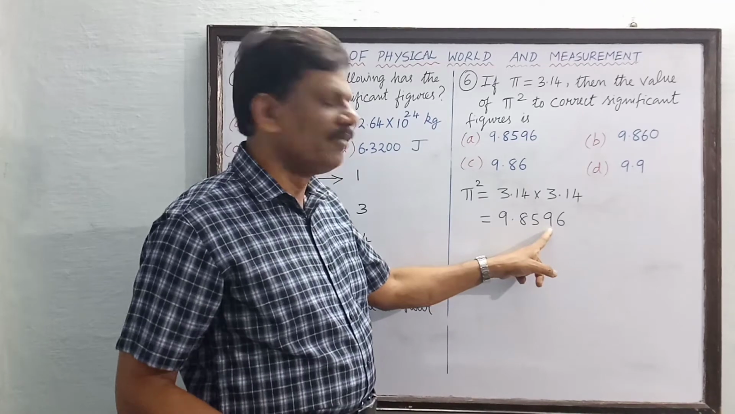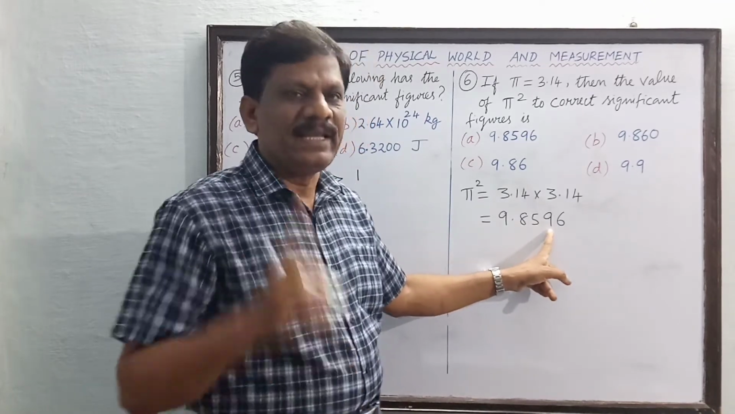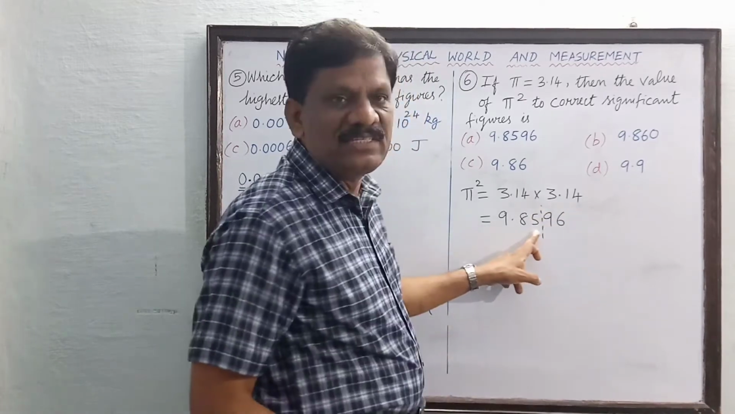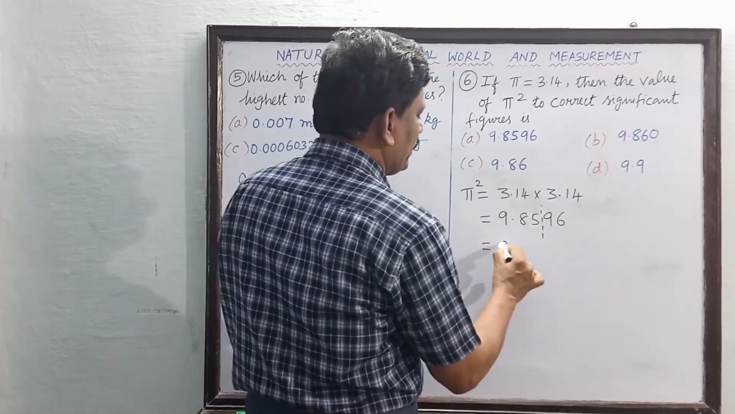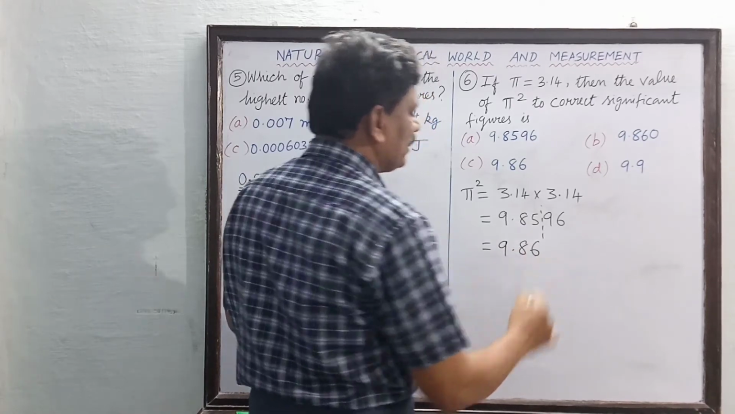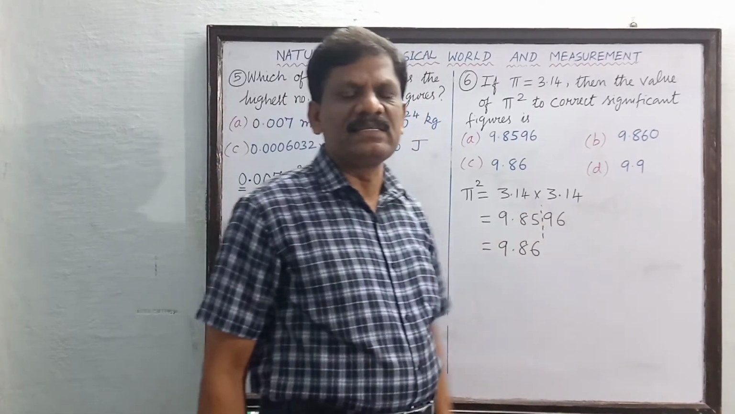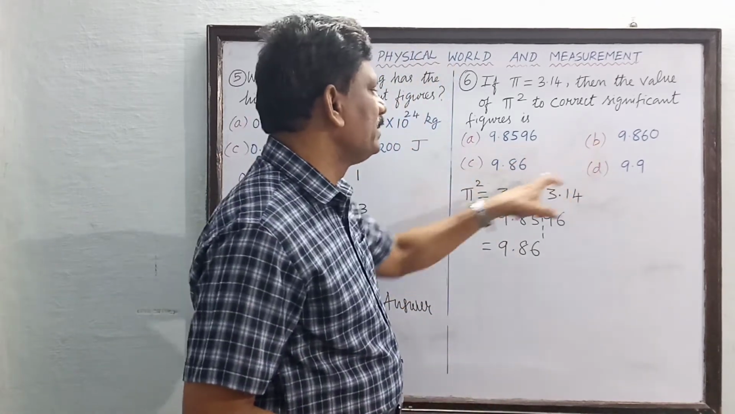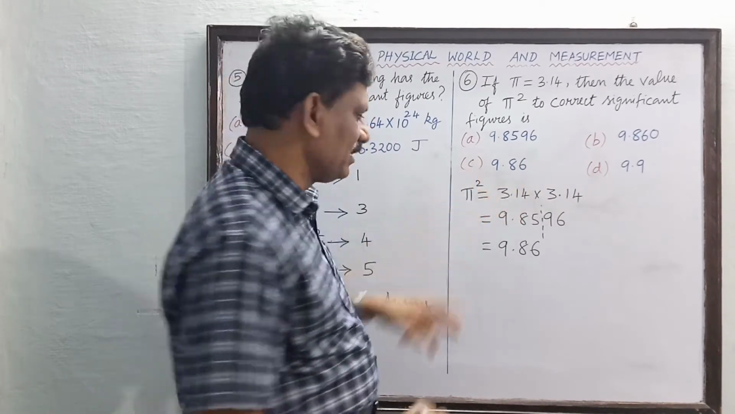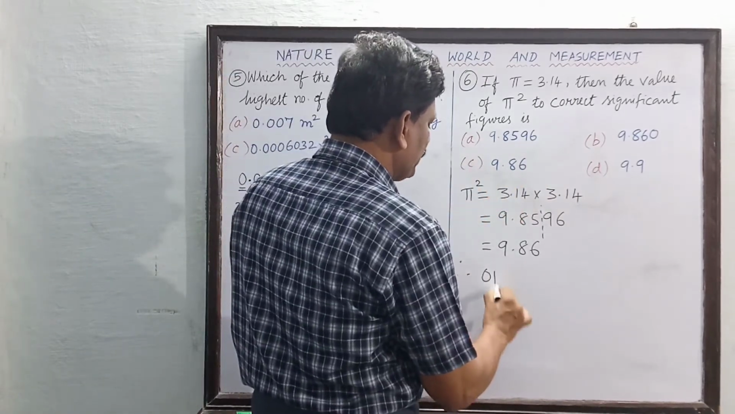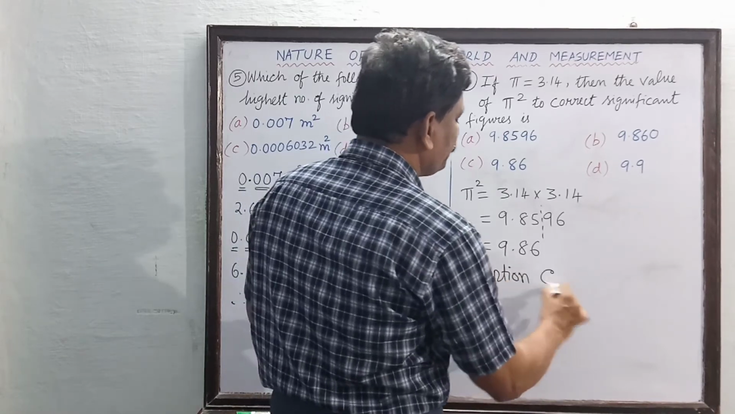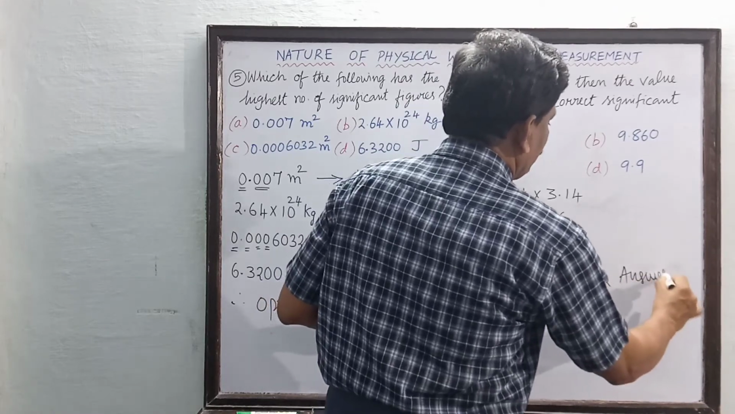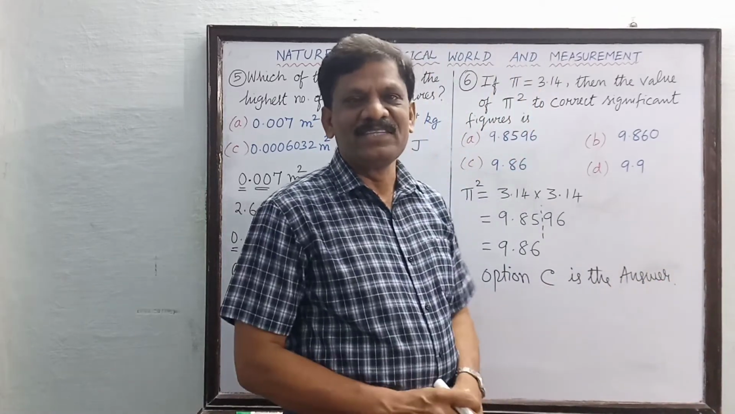So I am looking at the fourth digit, which is 9. 9 is greater than 5. So I can add 1 to the previous digit. So this is rounded off as what? 9.86. So this number 9.86 has only 3 significant figures, which is permitted. So now which is the correct option? You see here 9.86, option C is the right answer. Therefore, option C is the correct answer. I hope you have understood. Okay. Fine.